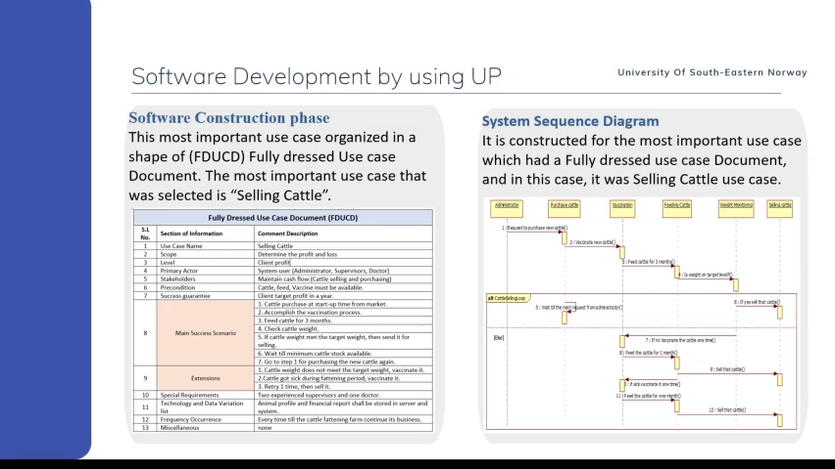And in the extension part, if the cattle weight does not meet the target weight, then I have to vaccinate this cattle. And if the cattle got sick, then that specific cattle should also be vaccinated. And this trial will go only one time. If the cattle is not improved, then it should be sold out. And the system sequence diagram I have prepared here. It's constructed for the most important use case, as it's showing here: administrator, purchase cattle, vaccination, feeding cattle, weight monitoring, and selling cattle. So this is the interaction diagram also.